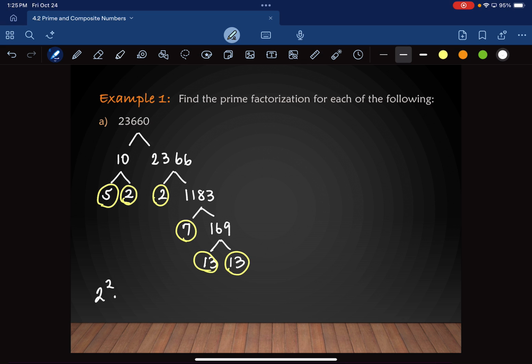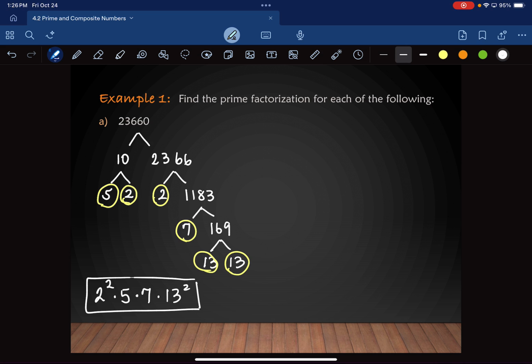The next one's a 5. How many of them are there? Just 1, so I just write 5. The next one's a 7. How many of them are there? 1, so I just write a 7. And the next one's a 13. How many are there? 2. This is the prime factorization of 23,660.